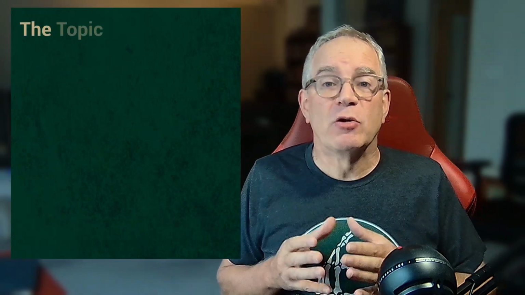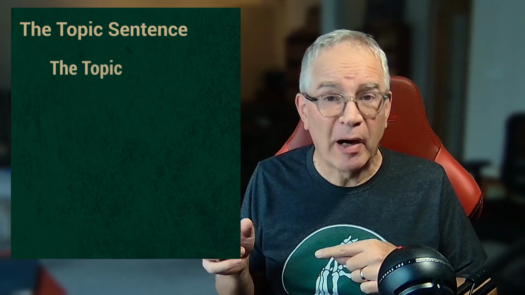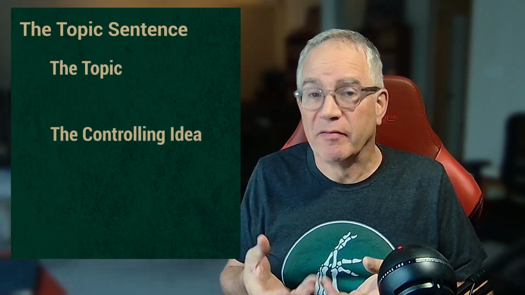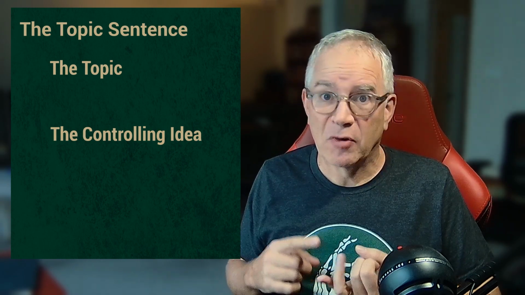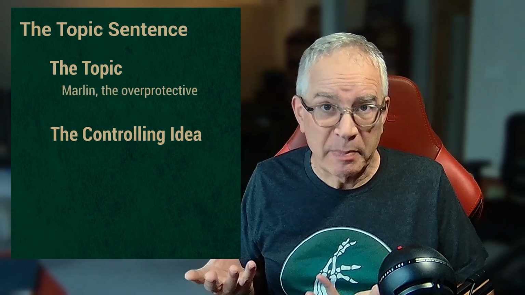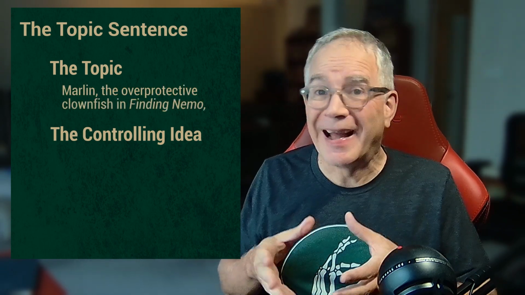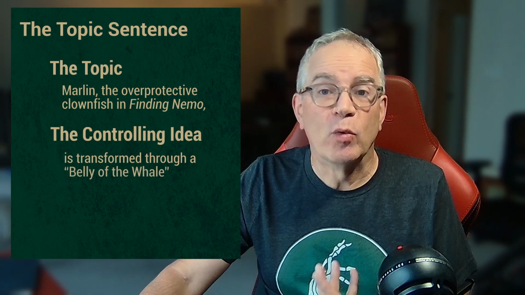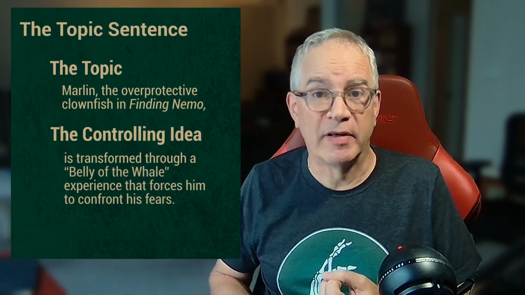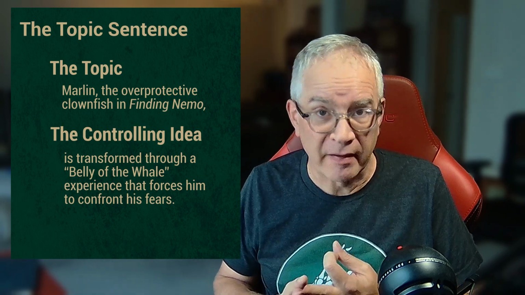The topic sentence usually has two parts: the topic part and the controlling idea part. The topic is simply the subject of the paragraph. Zombies, Kraft dinner, Romeo, Marlin's belly and the whale experience. And then there's the controlling idea. It needs to indicate what you will say or show or explain about zombies or Kraft dinner or about Marlin's belly of the whale experience.